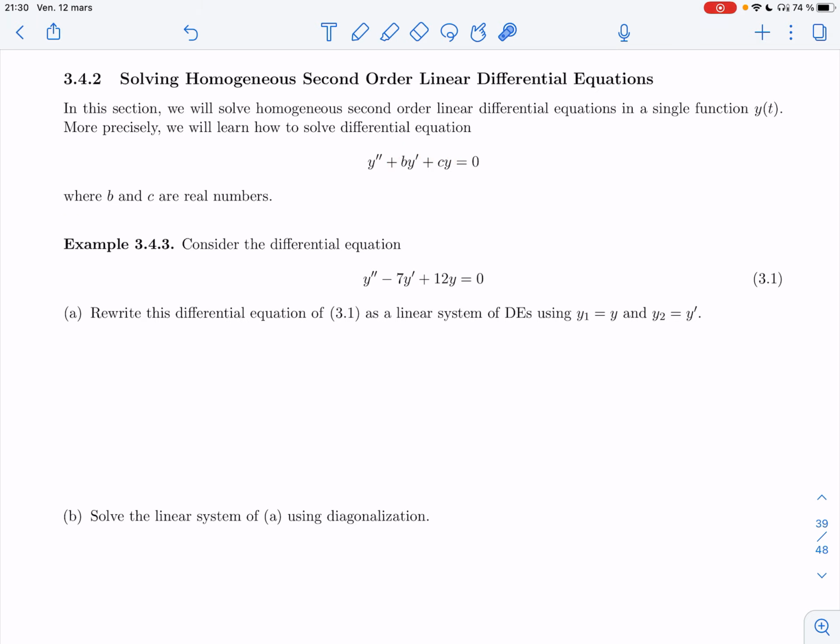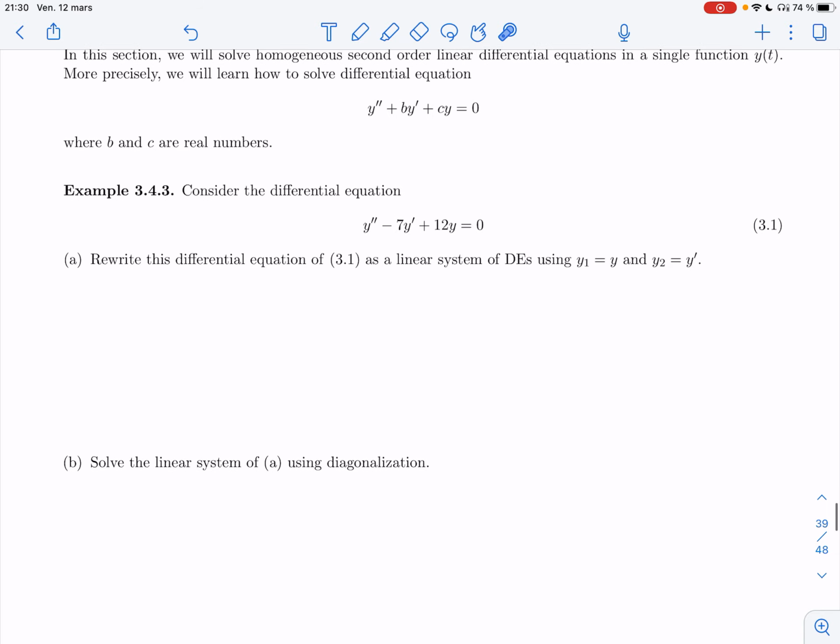All right, so let me spell this out. Homogeneous means the other side is 0. Second order means the biggest derivative is 2. Linear means the coefficients are just constant. And then differential because it involves derivatives. All right, consider the differential equation, y double prime minus 7y prime plus 12y equals 0. So we'll learn the method to solve any of those using this specific example.